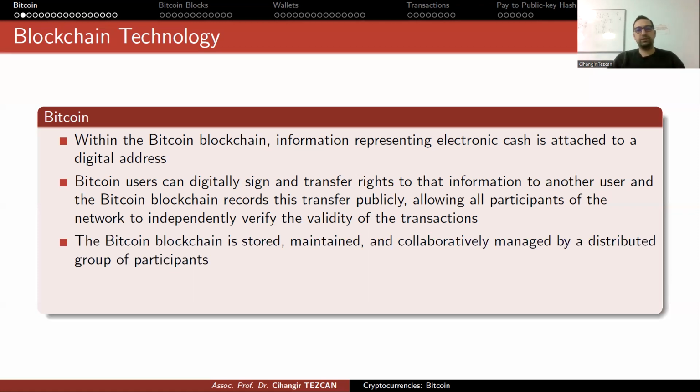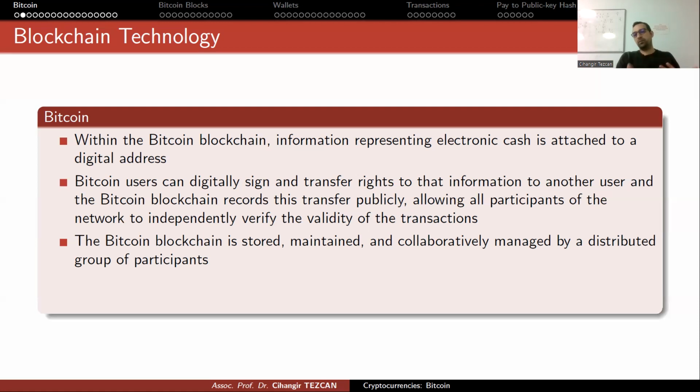The Bitcoin blockchain is stored, maintained, and collaboratively managed by a distributed group of participants. You can simply download Bitcoin Core and install it on your laptop if you have at least 500 gigabytes, because currently the blockchain size is more than 430 gigabytes. So everybody can download it, which actually stores every transaction from the beginning, the Genesis block, to the end.